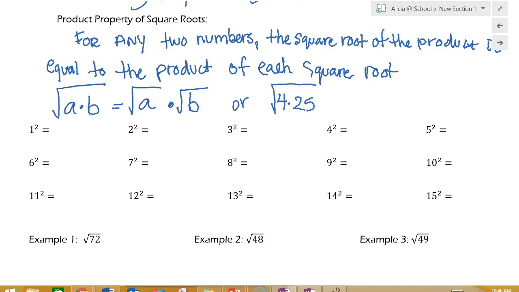With numbers, an example is like 4 times 25. Each of these are perfect squares. I can separate these to become the square root of 4 times the square root of 25. I can separate them. So that's the product property of square roots.